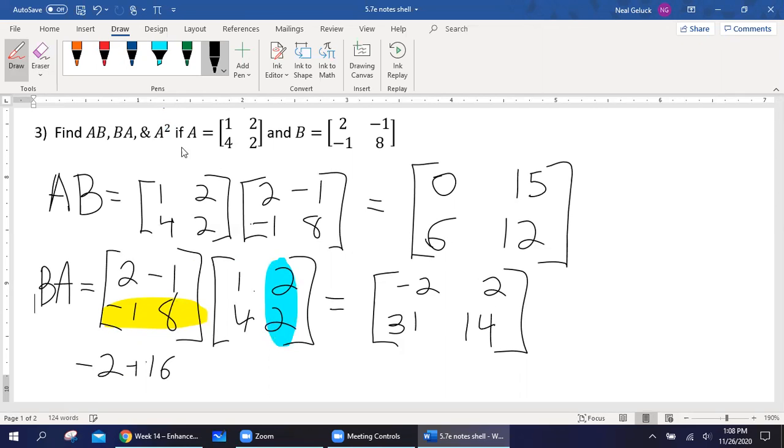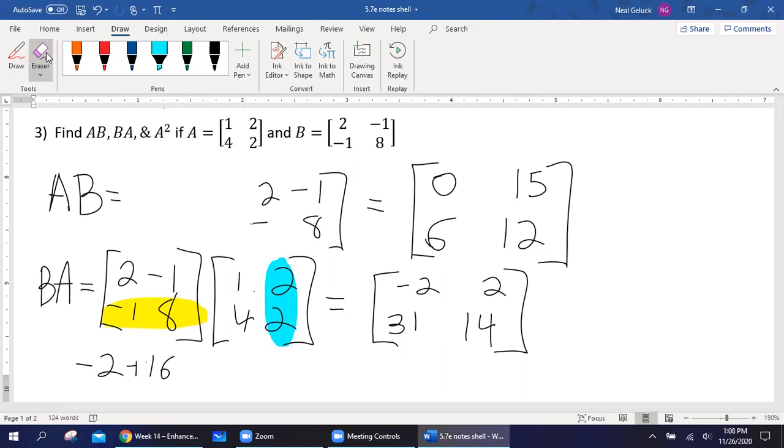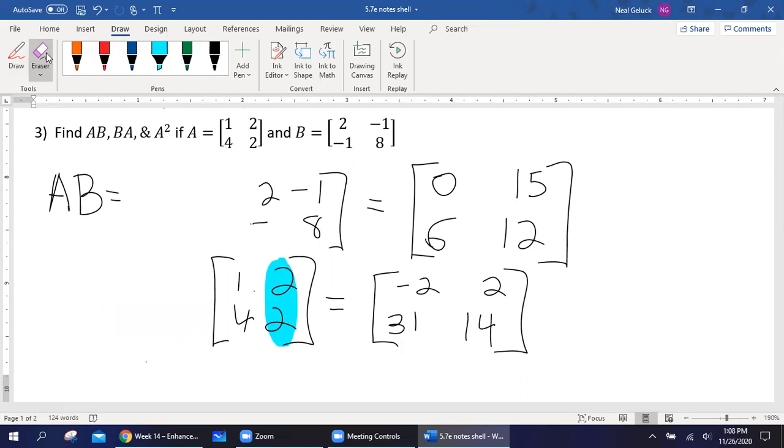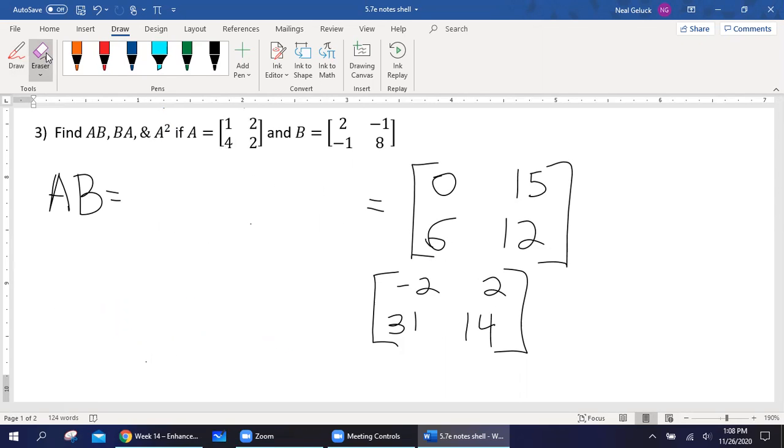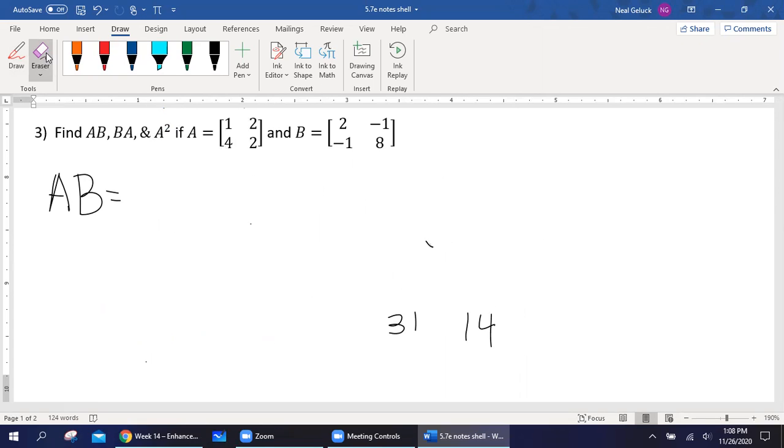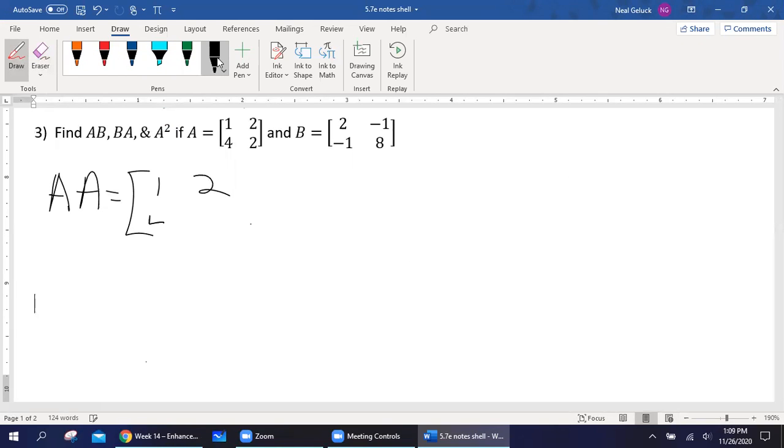Now, I want A squared. That does not mean square every number in matrix A. I have to actually take matrix A and write it twice. 1, 2, 4, 2, 1, 2, 4, 2, and I have to go through the multiplication process again.